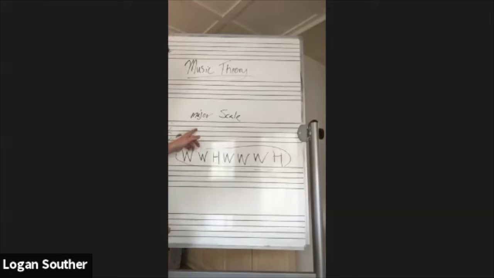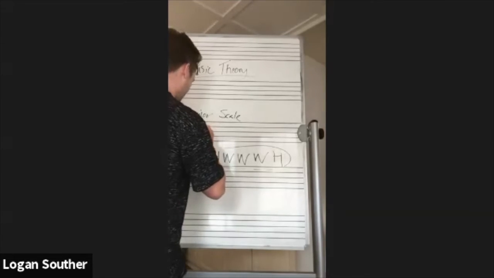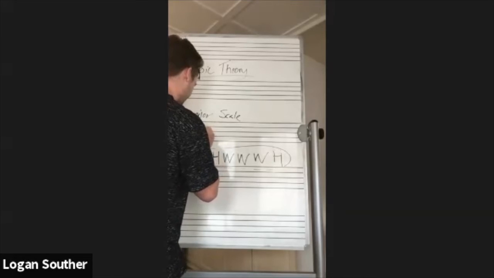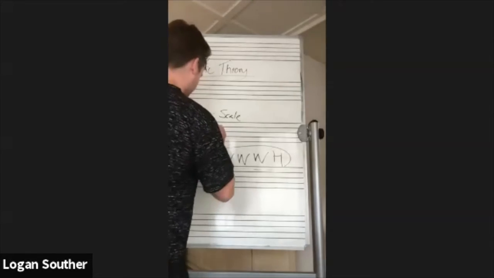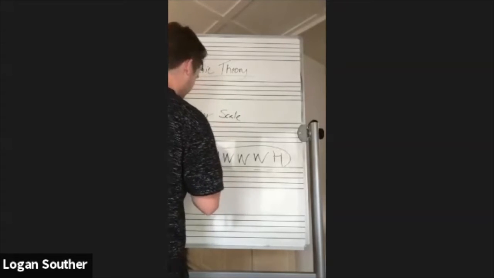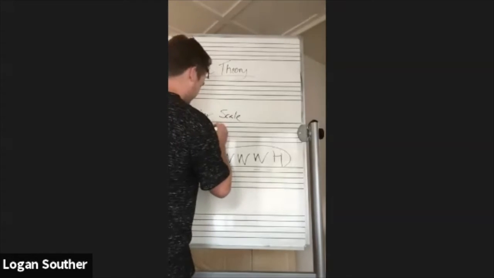A sharp, no. B flat, no, but we need B natural. So G, A, B natural, that gives us our second whole step. Now we need a half step from B. B natural, the half step goes right up to C. So we've got whole step, whole step, half step now.